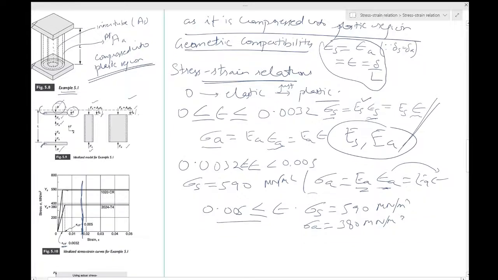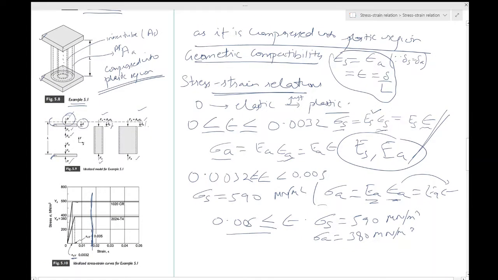Now if you look at the top plate over here, you write the force balance, that would be sigma s into As plus sigma a into Aa minus P is equal to 0. And that has to happen irrespective of which range you are in. So sigma s, whatever is in that range, you will get that.